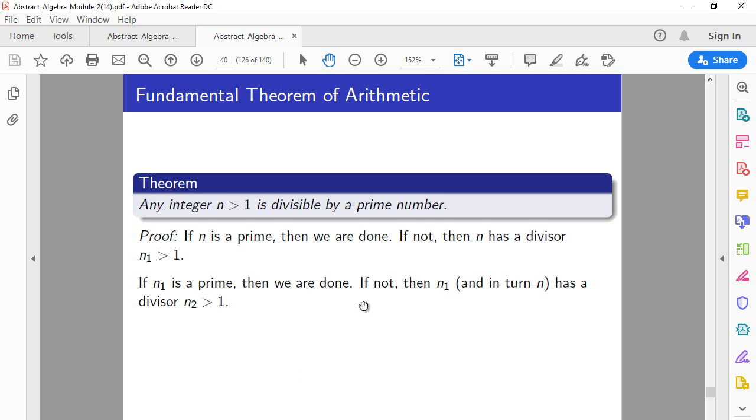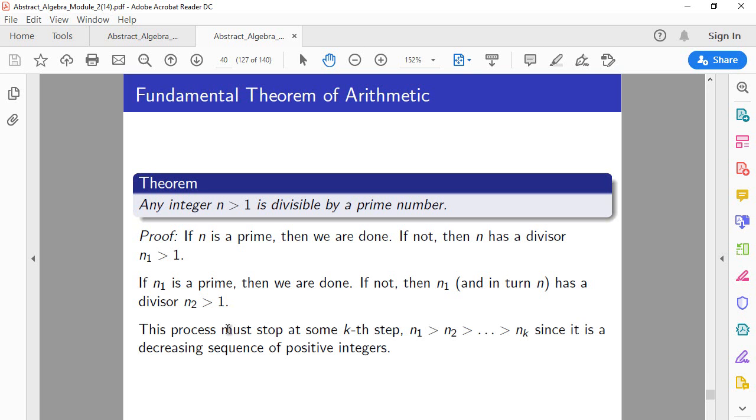On the other hand, if n1 is not a prime number, then n1 and in turn n has another divisor n2 greater than 1. So we can keep going, or we can play the same game with n2. Either n2 is a prime, and we're done, or if n2 is not a prime, then n2 has another divisor greater than 1. But this process must stop because this sequence of divisors that we are getting is a strictly decreasing sequence of positive integers. So this process must stop.